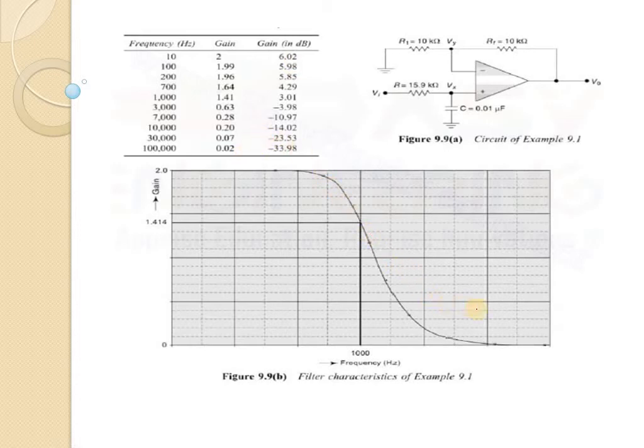And this is the circuit, with all the values we have put in for the low pass filter. This is the capacitor we have considered, this is the 15.9 kilo ohm resistor value we have calculated, this is the R1 resistance of 10 kilo ohm, and Rf is also 10 kilo ohm. This is the low pass filter we have designed.